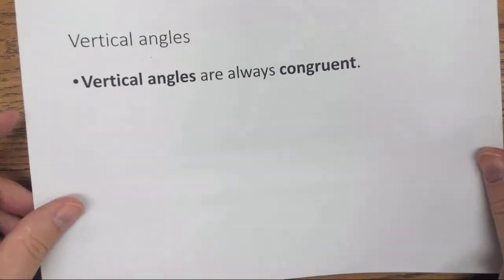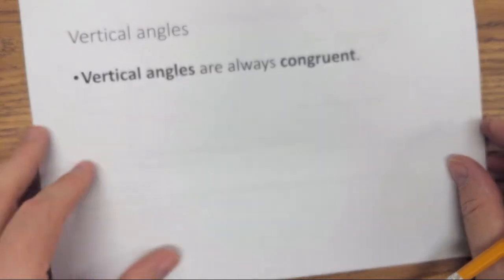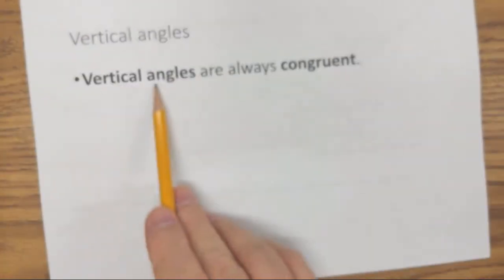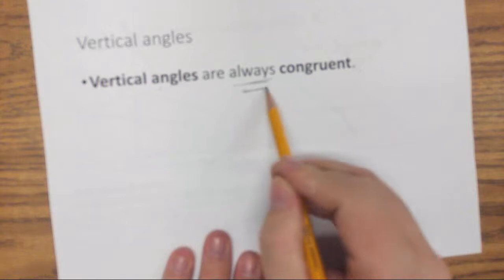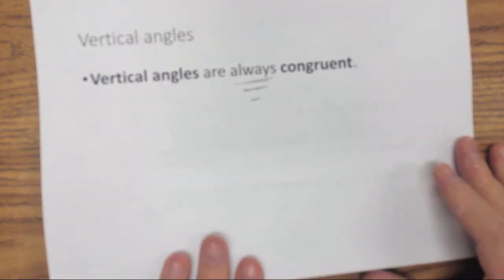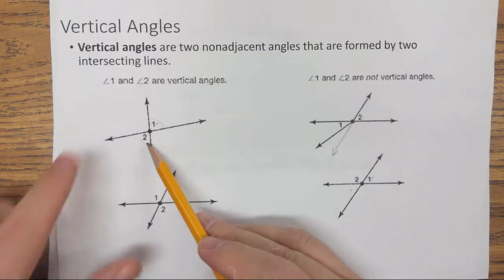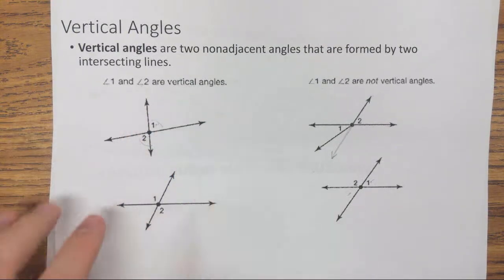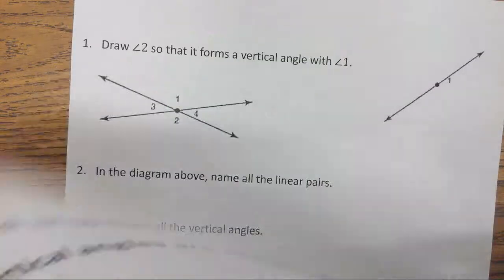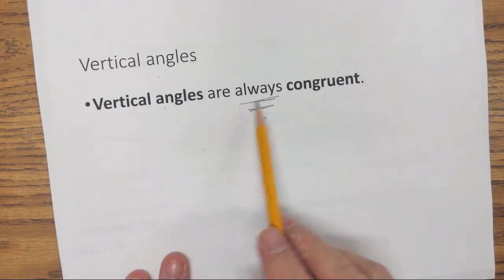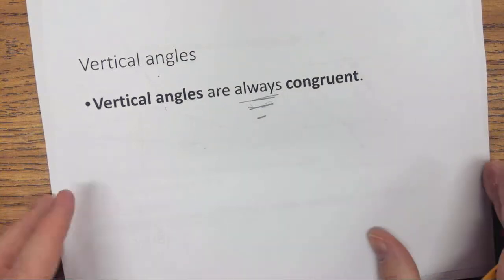Here's another little bit of information for you. Vertical angles are always congruent. They're the same measure every time. You can kind of tell just by looking at it here. Angle 1, angle 2, they're the same. They're congruent to one another. So remember that vertical angles are always congruent.